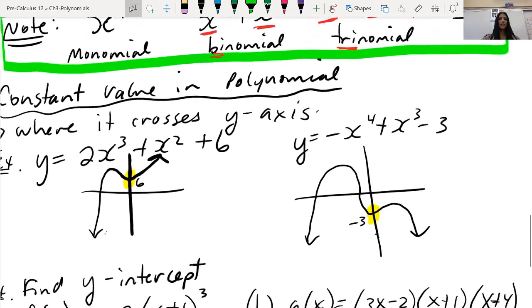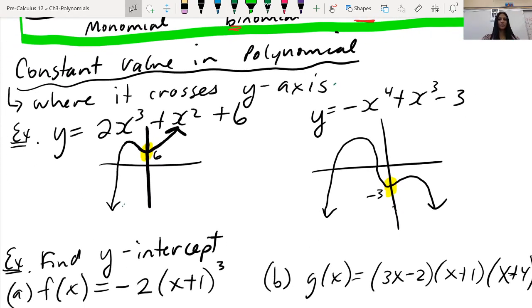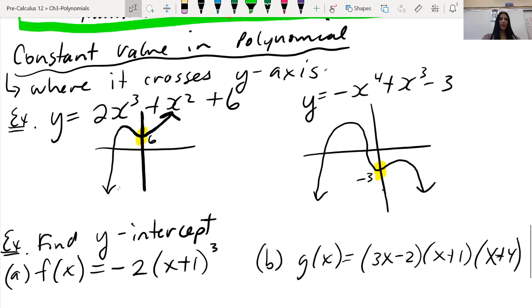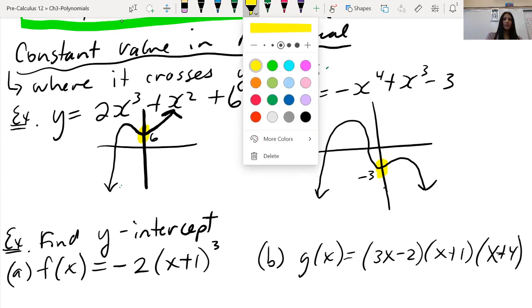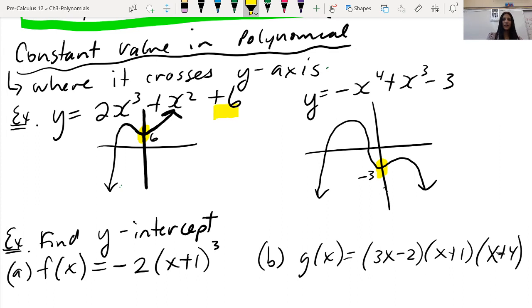So a constant value in a polynomial. Okay, this is good to know. The constant value is where it crosses the y-axis. I've highlighted them in yellow here. To show you what's going on, notice that the plus 6 in the equation is also the place where it crosses the y-axis. So the minus 3 in the equation is also the place where it's going to cross the y-axis.